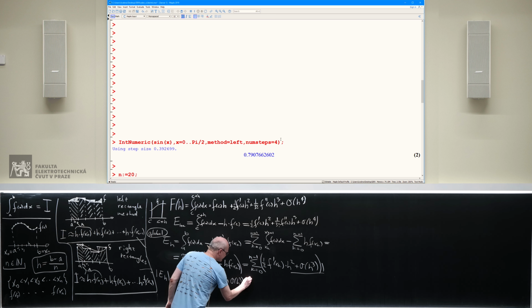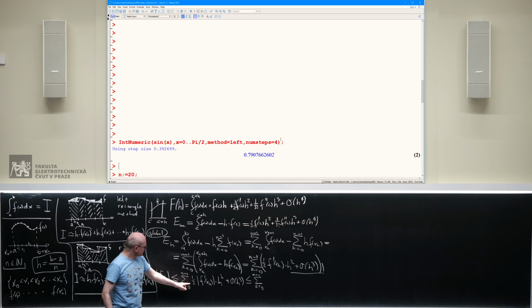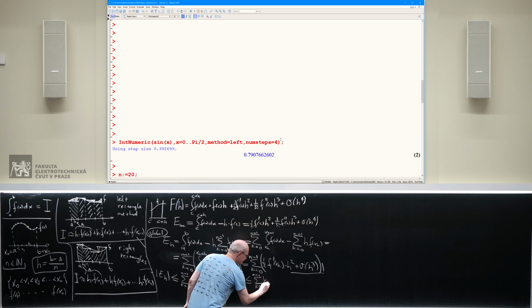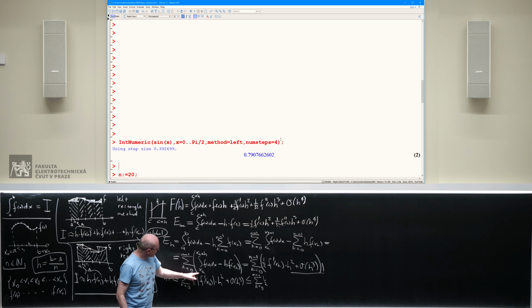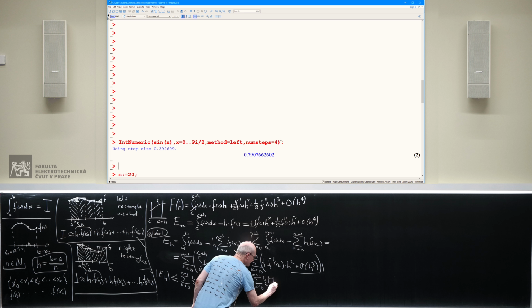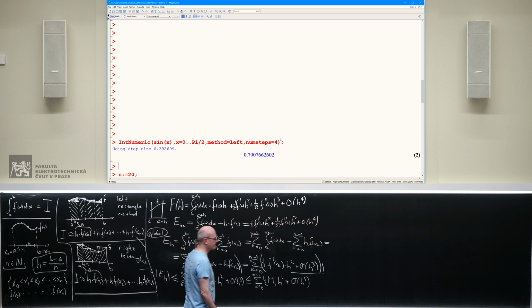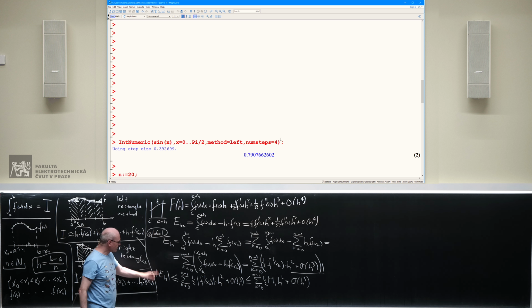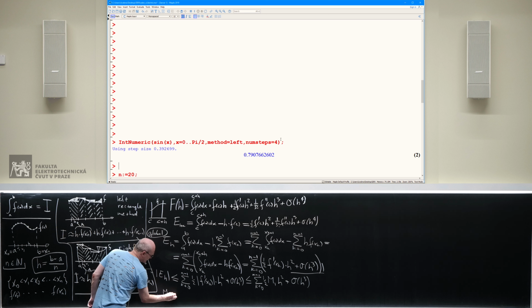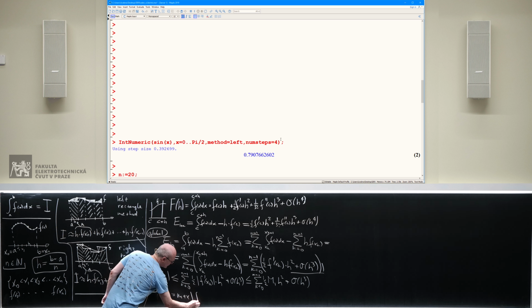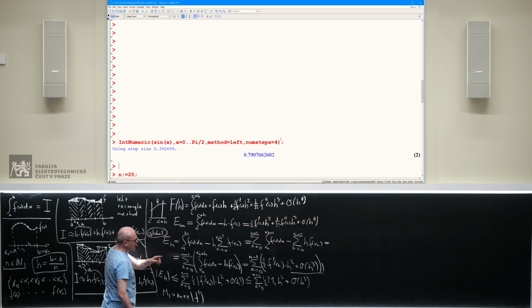Another inequality. I'm summing up n times 1/2 times the largest possible value that I can see here. Let's call it M1 times h squared plus O(h³). Okay? So mathematically, M1 is the maximum of the first derivative in absolute value over all possible candidates. Well, I'm working on the interval [a, b], so that's the natural place to look.